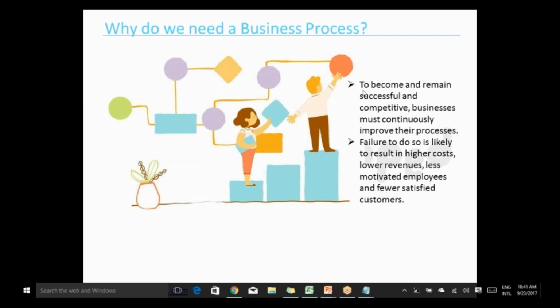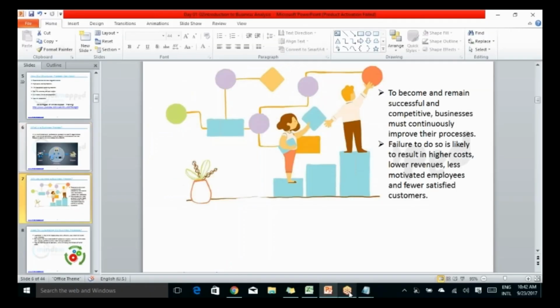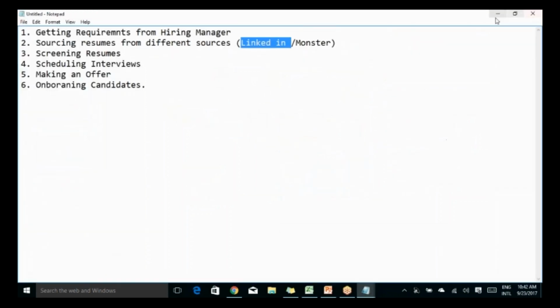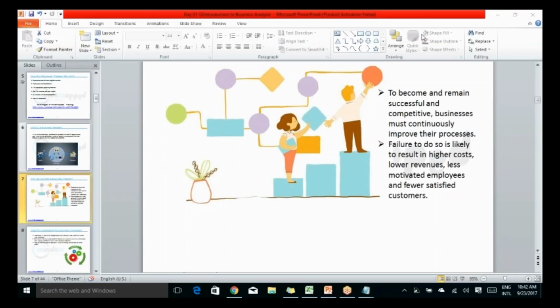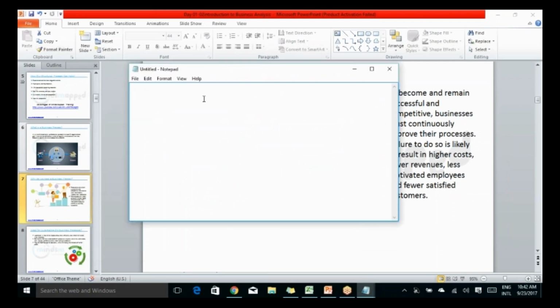Going with the explanation over here, to become and remain successful and competitive, a business must continuously improve its processes. Identifying a process is one aspect; improving the process continuously is another aspect. Now, if you see the history of process, let's say two decades down the line, we had a lot of manual processes.